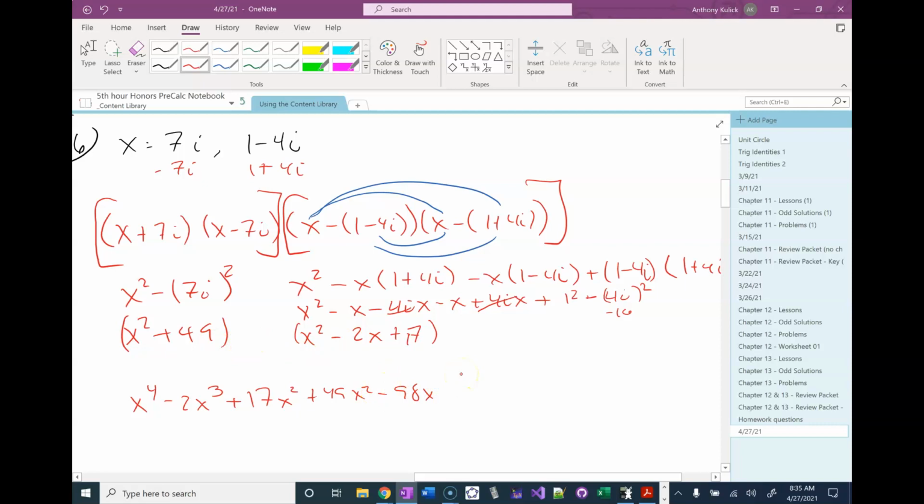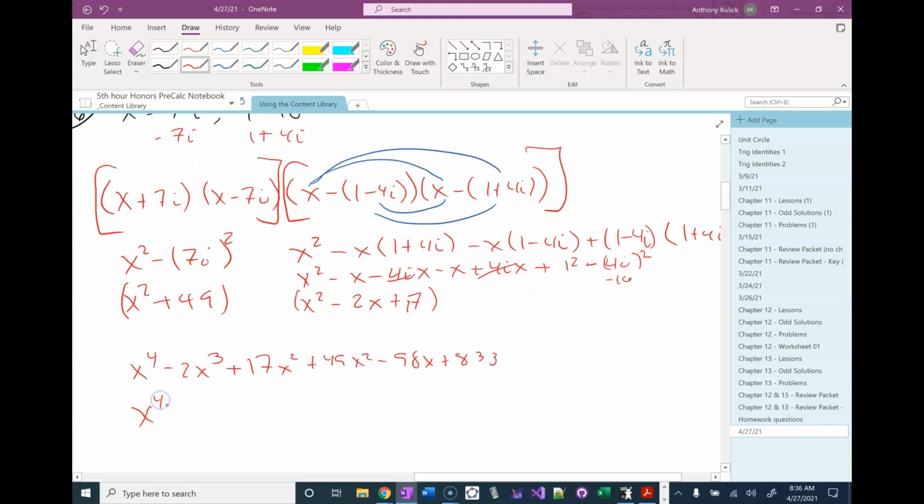And then I need a calculator to do 17 times 49. Because it's too early. I guess it should have been pretty doable. You could have just done 50 times 17 minus 17, but even 50 times 17 right now feels kind of daunting. So I have x to the fourth minus 2x cubed, and then add those together. That's 66x squared minus 98x plus 833. So I think that's going to be our answer.